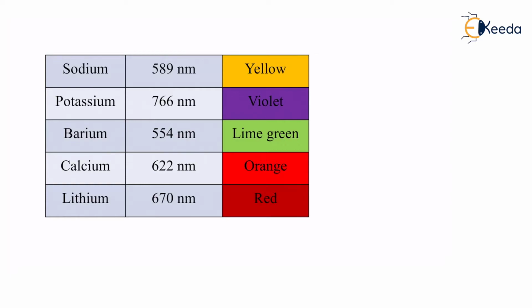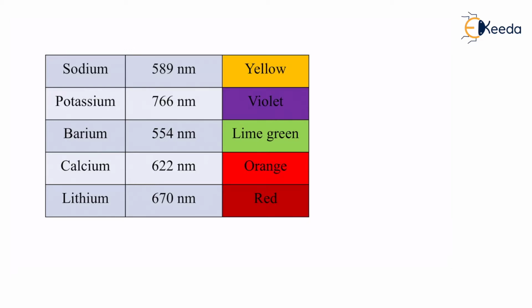5 elements. Sodium belongs to group 1. It is an alkali metal. The wavelength is 589 nanometers. Now nanometer is a measuring unit of distance. The way we have centimeters, millimeters, kilometers, in the same way we have nanometers. It is a much smaller unit of length. And when sodium emits energy, the wavelength is 589 nanometers, resulting in the flame being a yellow color. That means sodium gives out yellow color.